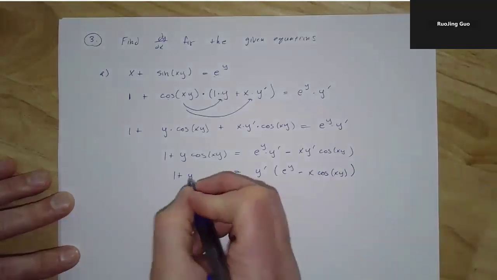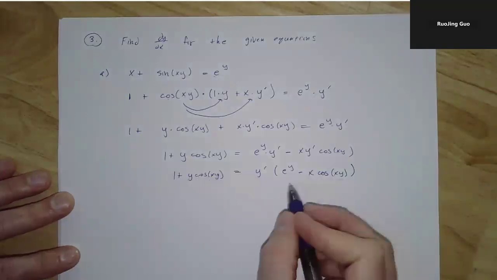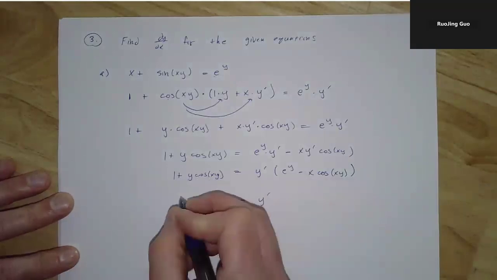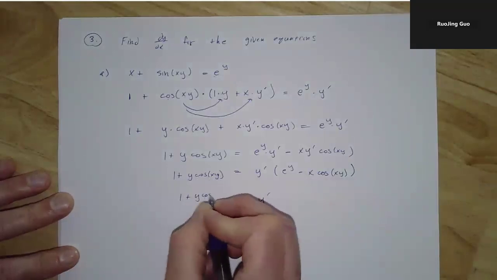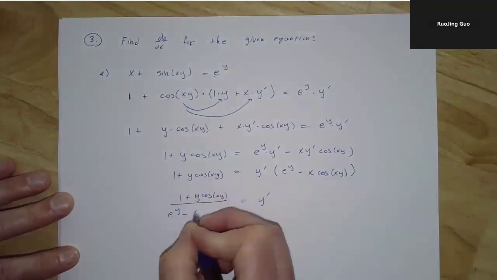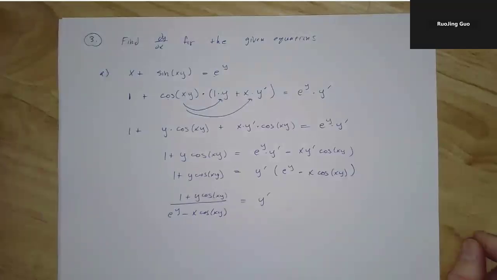I wasn't feeling lazy, so I want to write the whole thing. And then finally, divide by e to the y minus x cosine of xy to get that y prime is equal to 1 plus y cosine of xy divided by e to the y minus x cosine of xy. Never pretty, almost ever with implicit. The same process every time.